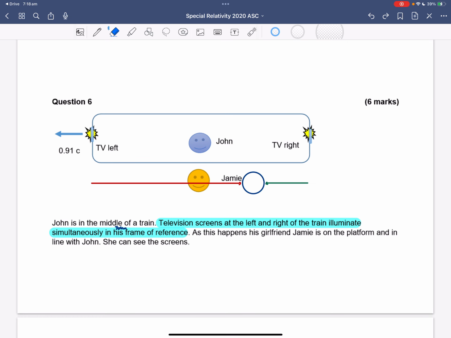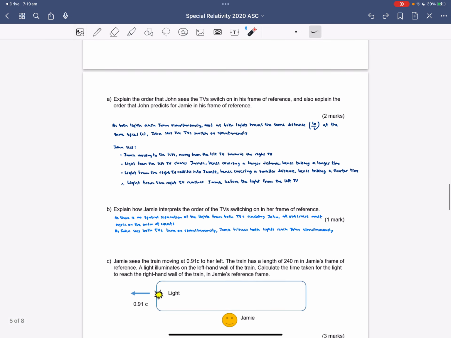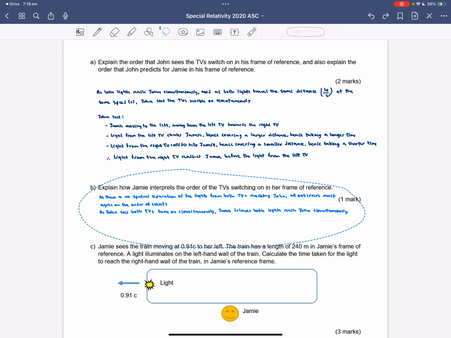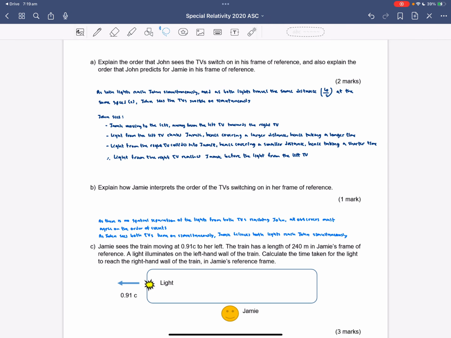According to Jamie, these are equal distances. So how can Jamie possibly think that she sees the light from the right TV before the left TV? The distances are the same, the speeds are the same. The only rational conclusion is that this must have occurred at an earlier time. So let me actually answer the question, how Jamie interprets the order of the TVs switching on.